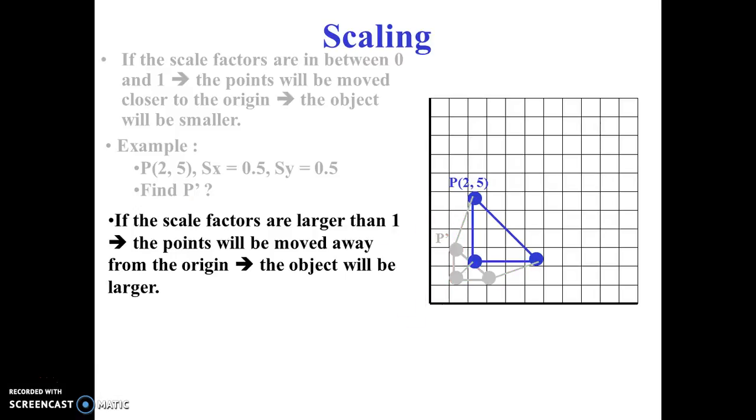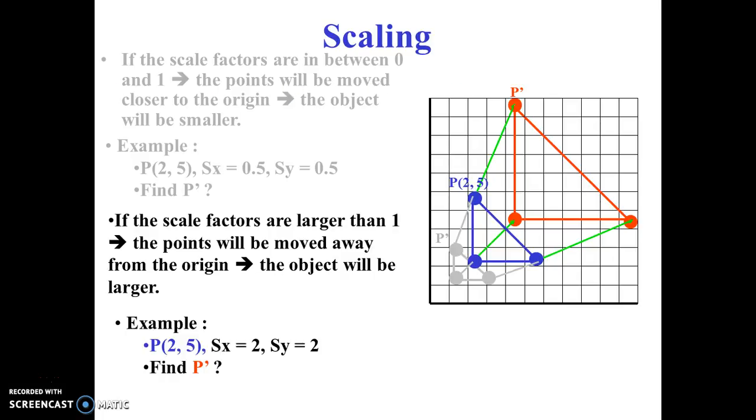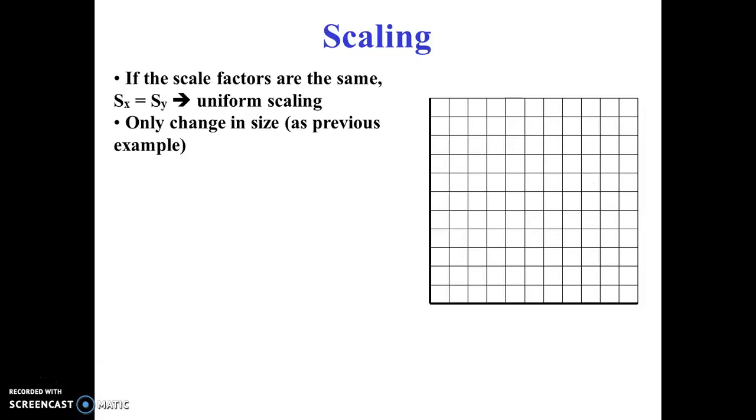Now if the scale factors are larger than 1, the points will be moved away from the origin and the object will become larger, which is depicted through this diagram. And this is the example where point (2, 5) is to be scaled by 2 units, and you need to find P dash.